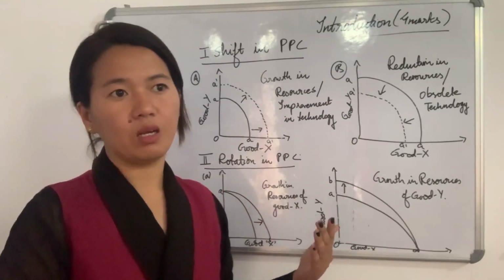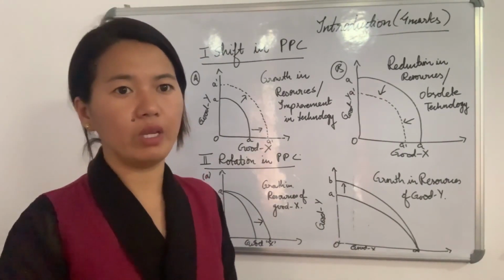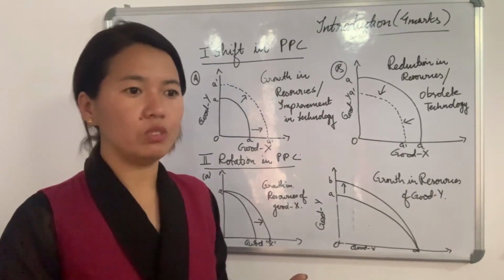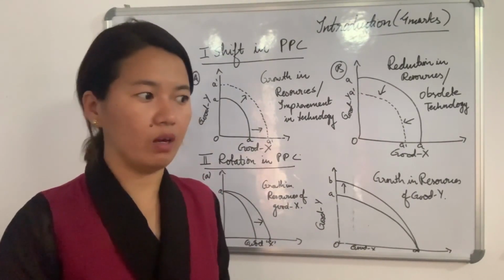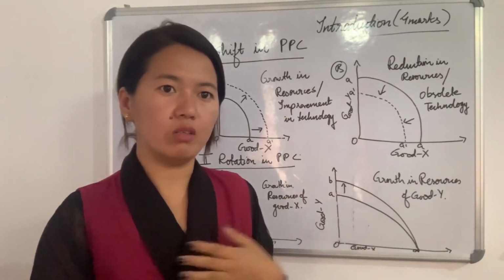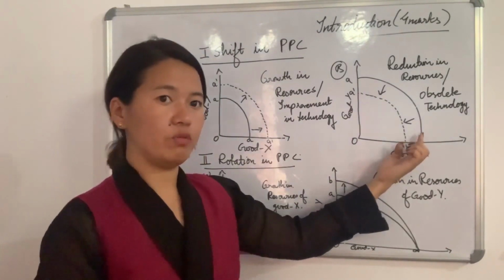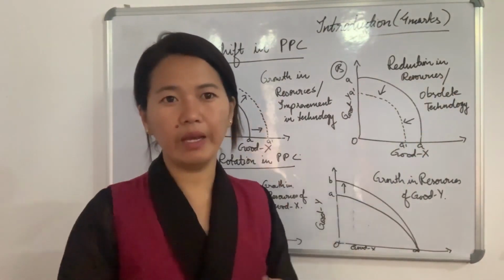It will come depending upon the real life situations in our world or in our economy. For example, suppose there is a flood in West Bengal, then what will happen to the PPC of West Bengal? From this we can see that if there is a flood, it will of course destroy our resources. Therefore, the PPC will shift towards left because there is a reduction in resources.